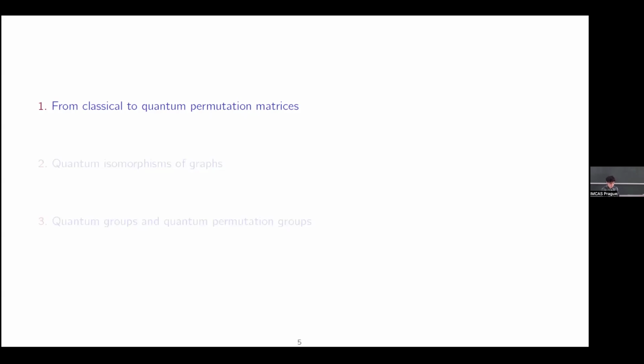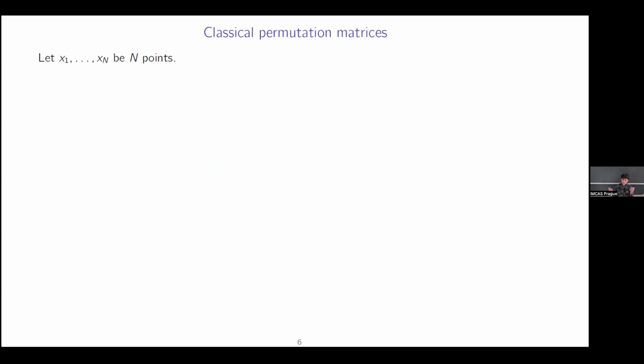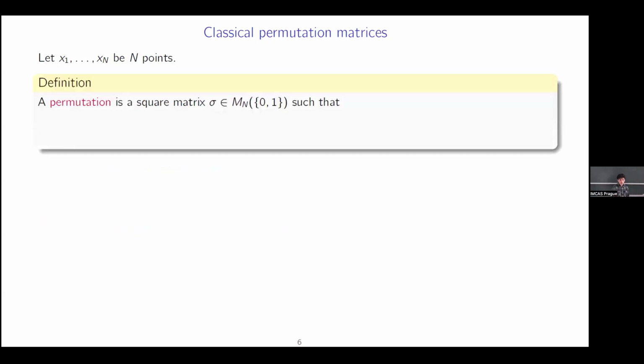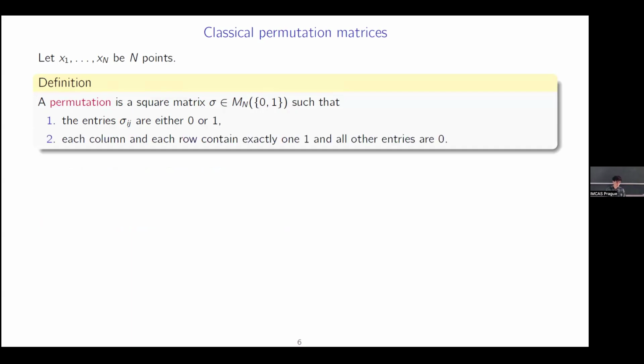Okay, so let's start with classical and quantum permutation matrices. Let us consider n points, any set of n points that you can think about. We define a permutation matrix as a square matrix sigma living inside the space of n times n matrices made just from zeros and ones. We also want these matrices to satisfy the following 2 properties. First of all, we want the entries of these matrices to be either zeros or 1. And moreover, we want each column and each row to contain exactly one 1, and all of the other entries have to be 0.